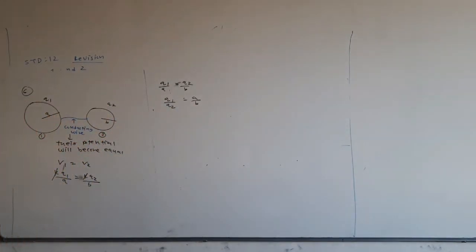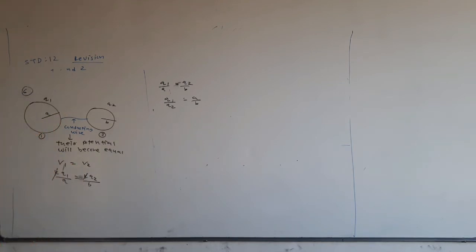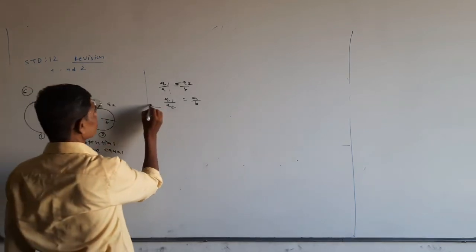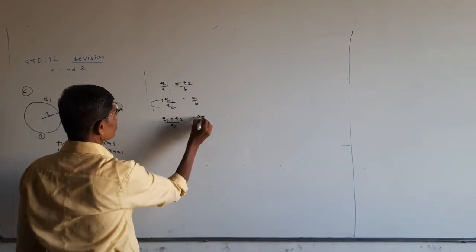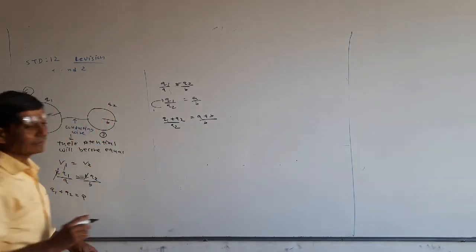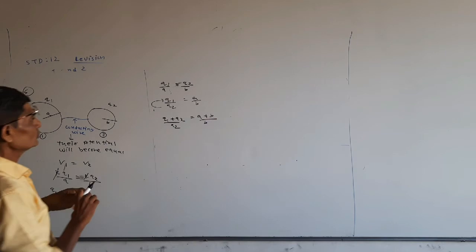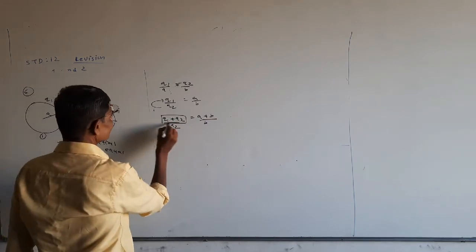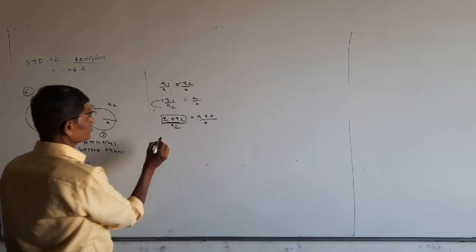Now we have to find out the charge on each sphere. See here, total charge will be Q1 plus Q2. Now we take componendo and dividendo. See what I have done, added denominator to numerator. Q1 plus Q2 is Q.